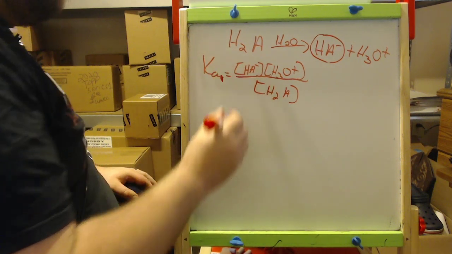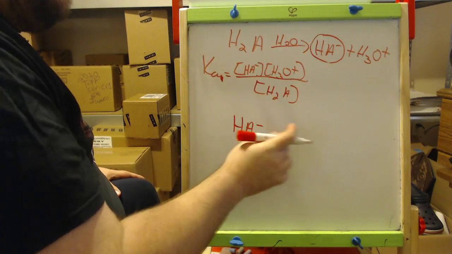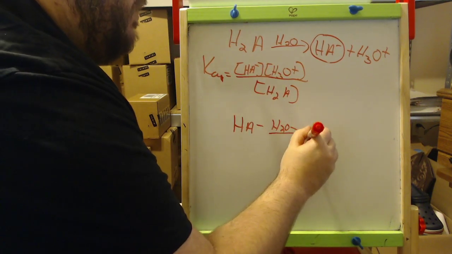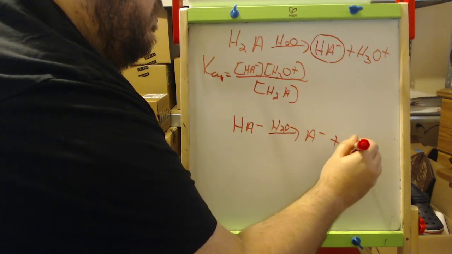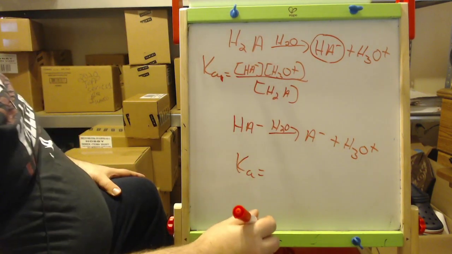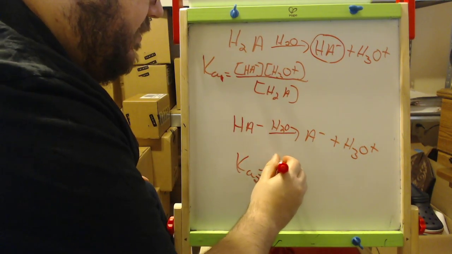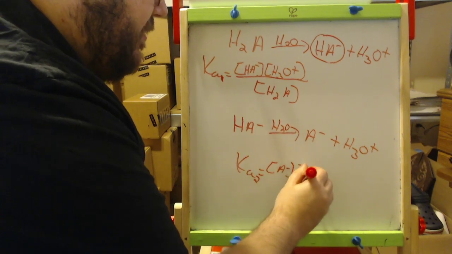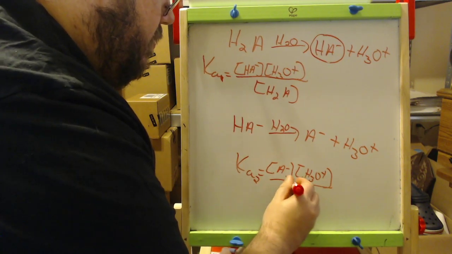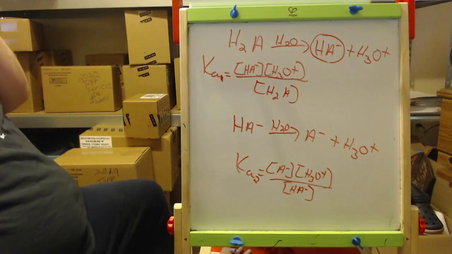So what can happen here is that HA minus, the concentration of which we would figure out, could actually donate another proton and have a second Ka value. Call it Ka2 to stay with the slides. And that would be A minus times H3O plus all over HA minus.